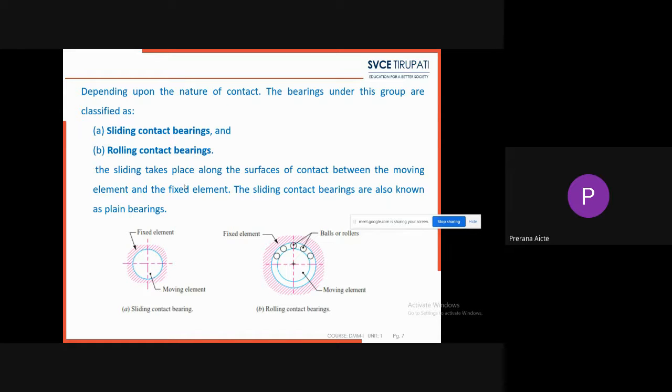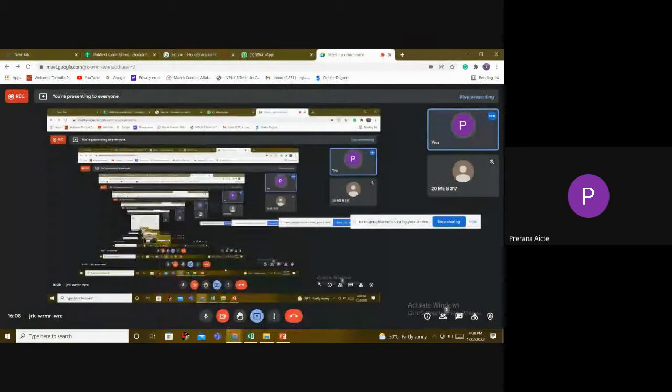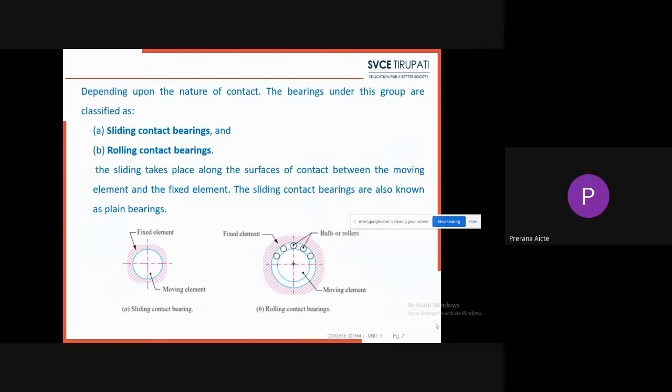Based on the inner race and outer race, the balls keep revolving inside the inner race and outer race, and we get the motion from one member to another member. That is the main thing we analyze to classify the different types of bearings. First is according to direction of the load, and one more is according to the nature of the contact.